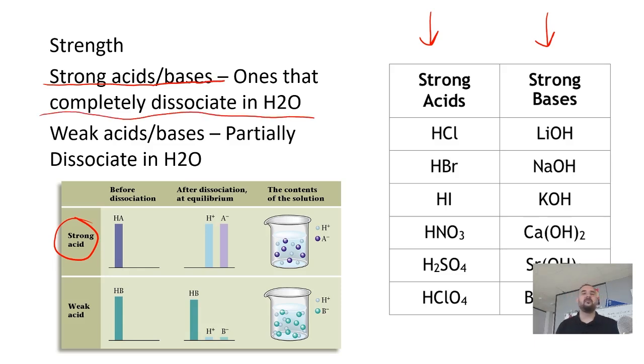What does that mean? It means when you put hydrochloric acid, if we take HCl and we put it in water, let me show you mathematically, actually. If I take 1 mole of HCl and I put it in water, what's going to happen? So you're going to have 1 mole of H plus, and then how many moles of Cl minus?